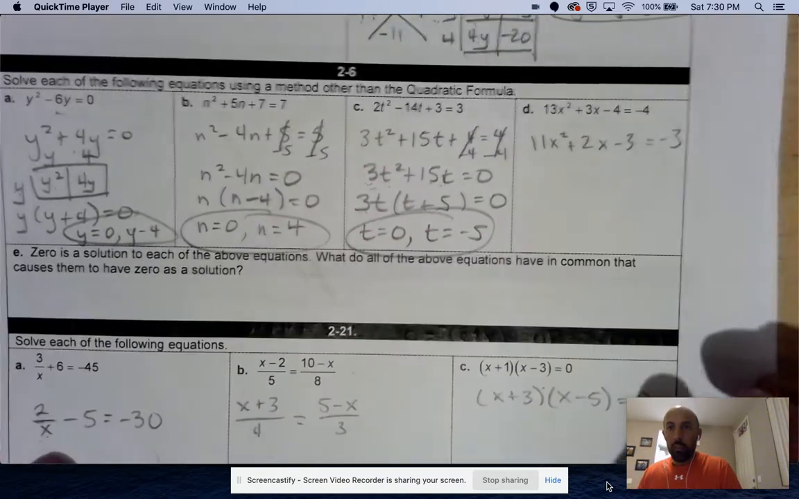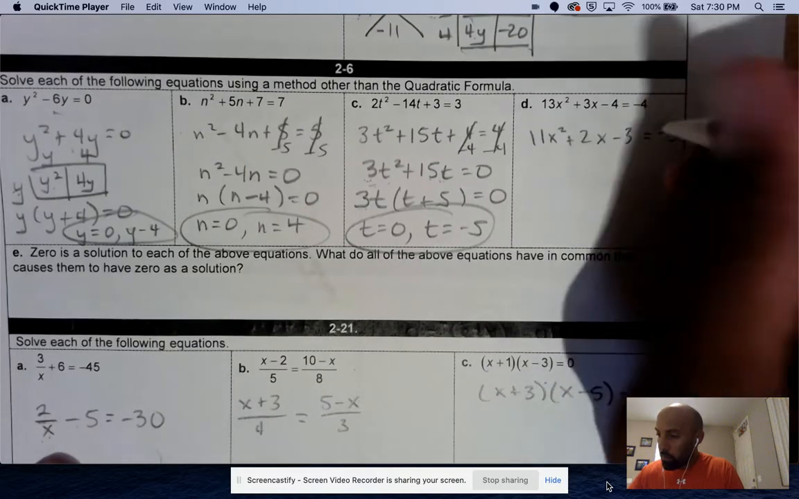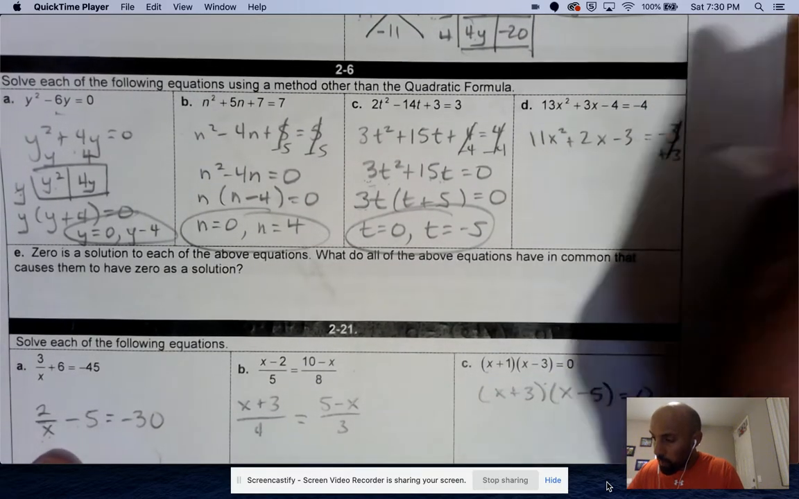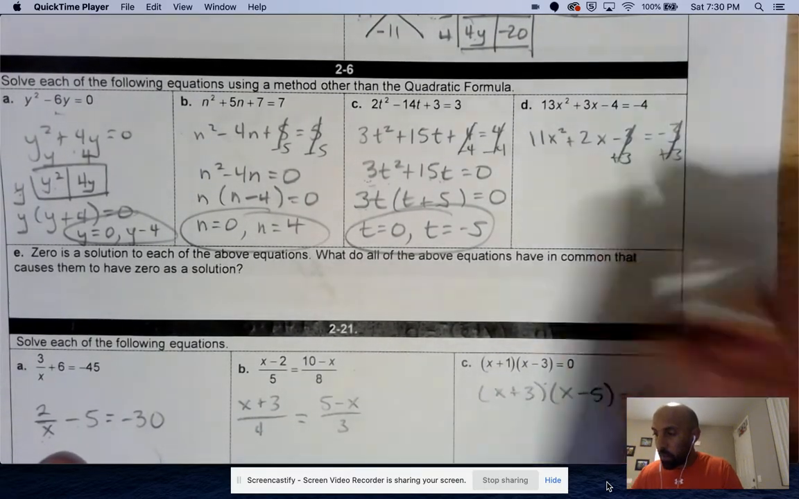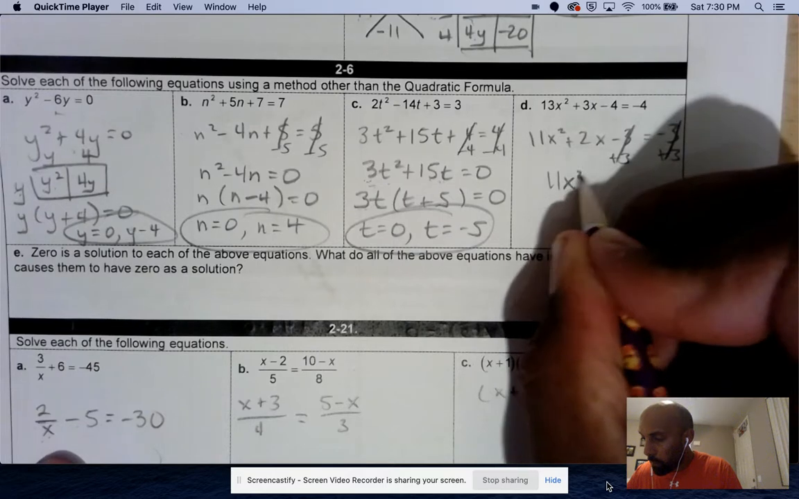Okay, so again, same thing. Add 3, make it equal 0, and then it just nicely goes away.